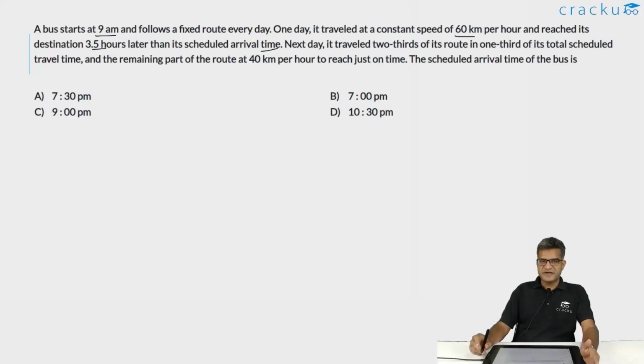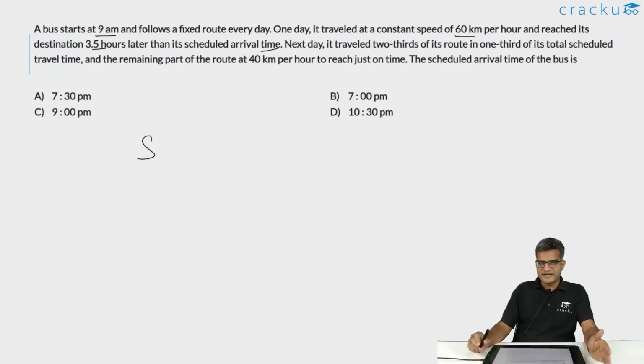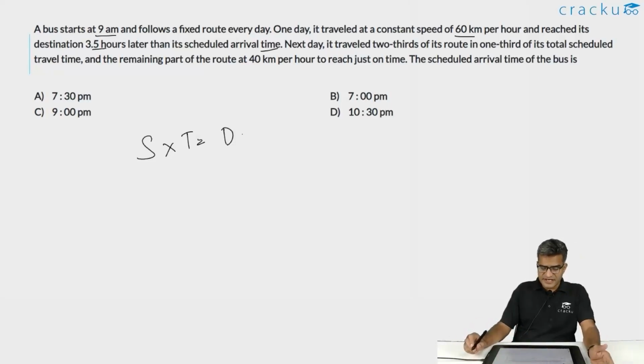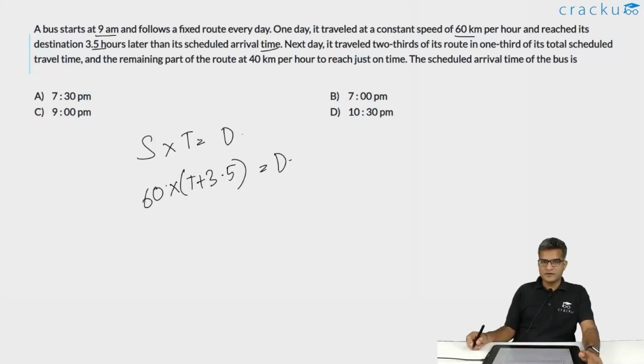Let us assume that the speed it travels on a daily basis is s. Let us assume that the time it takes is t. So s into t is equal to the distance, which is equal to d. Here we are told that it traveled at 60 km per hour, so the speed is 60. Then it takes 3.5 hours more, so 60 into t plus 3.5 is equal to the distance. This is what we are told.